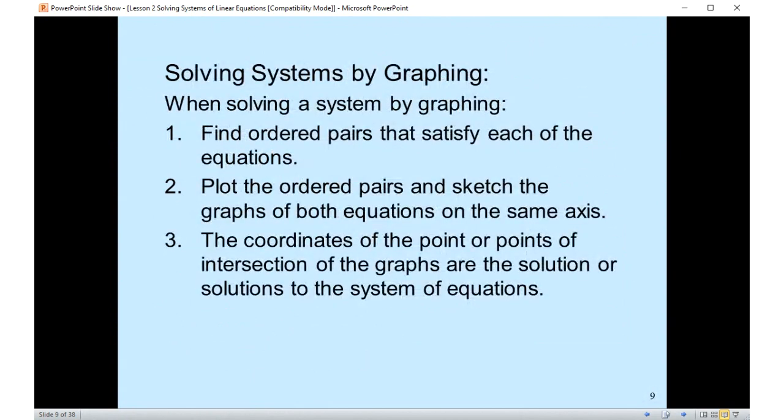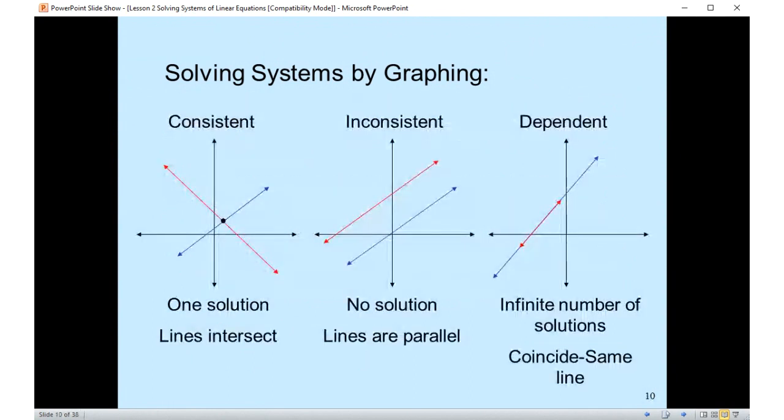When solving a system by graphing, you are finding ordered pairs that satisfy each of the equations. You would plot the ordered pairs and sketch the graph of both equations on the same axis. The coordinates of the point or points of intersection of the graphs are the solution or the solutions to the system of equations.